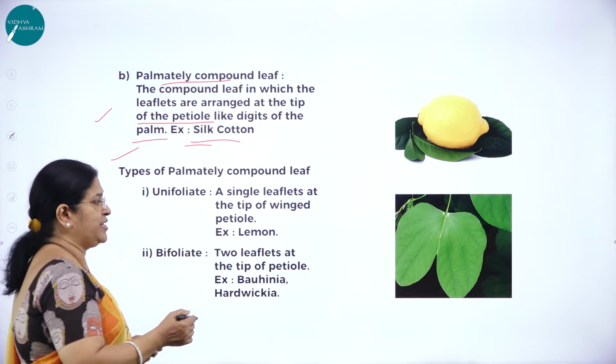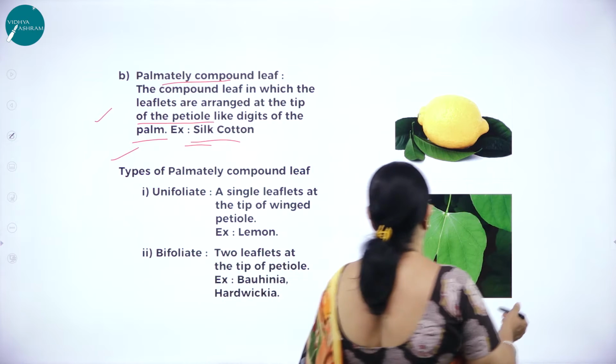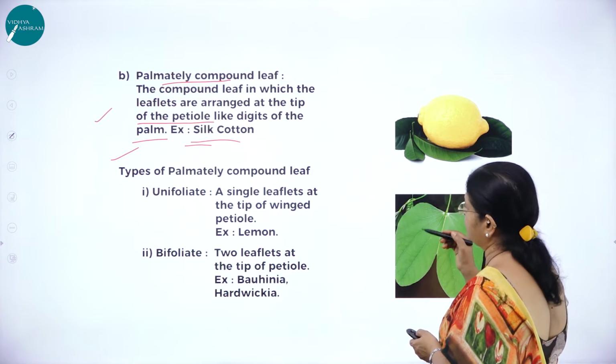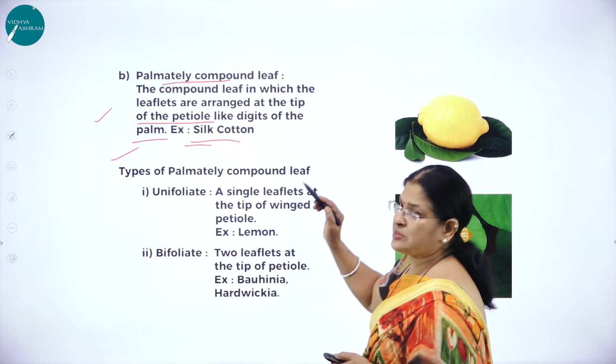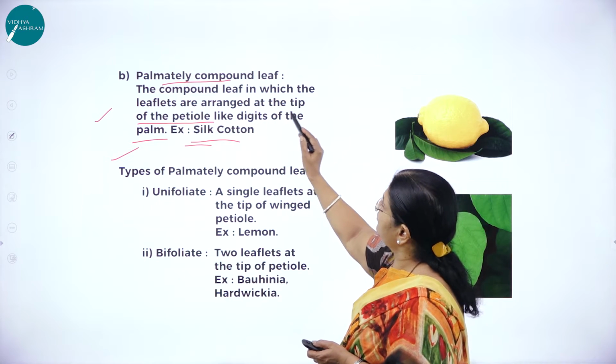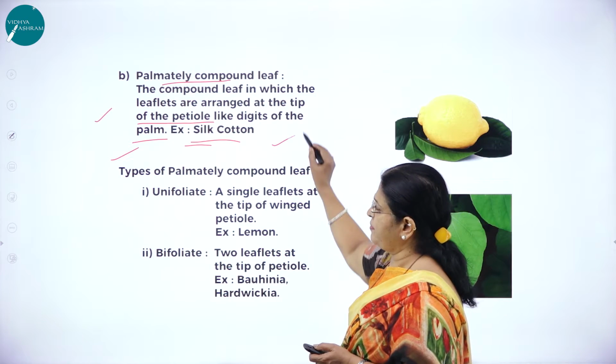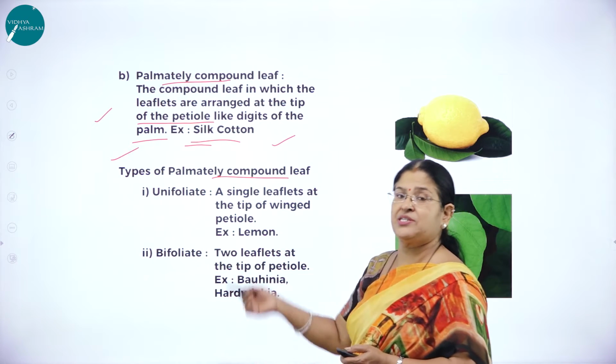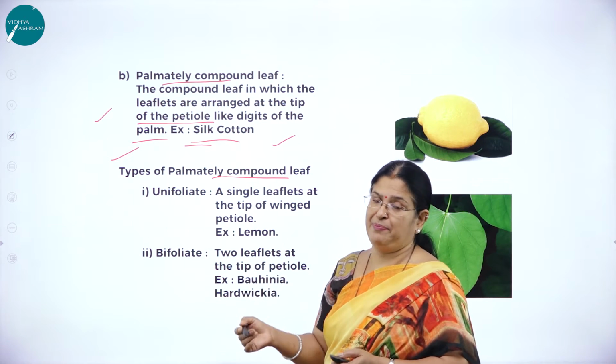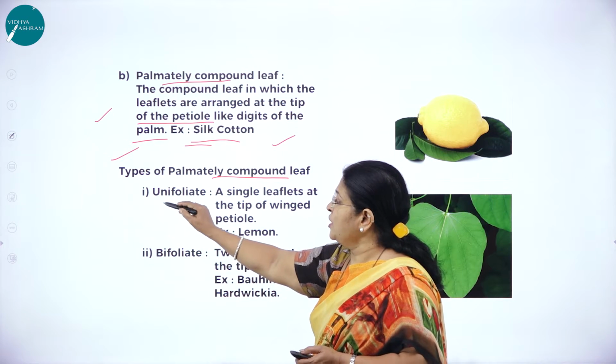Moving across the types, here you can see the silk cotton. You can see the example. I think in the next slide I will show you all. So what is palmately compound leaf? The compound leaf in which the leaflets are arranged at the tip of the petiole like the digits of a palm. What are the types of compound leaf? Just like there, unipinnate, bipinnate, tripinnate. Here also you come across unifoliate.